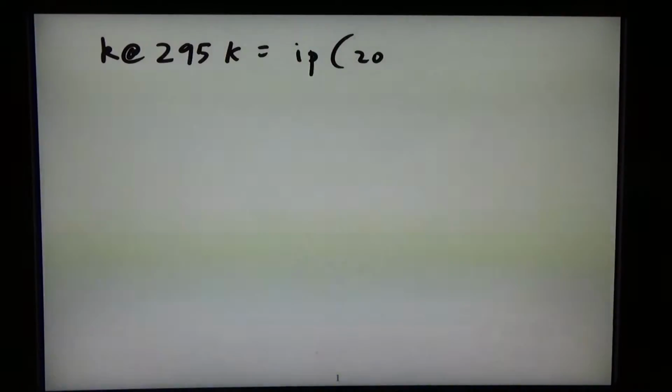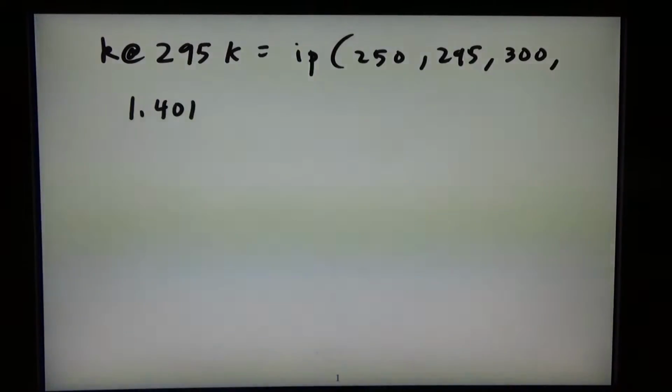So K at 295 Kelvin, that's going to be an interpolation problem. We add 250. Our value is 295. Other value in the table is 300. At 250 we add 1.401. At 300 we add 1.400. So for K we're going to be interpolating.